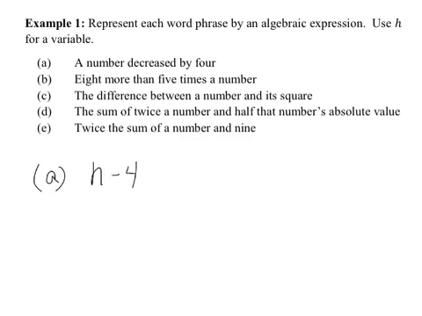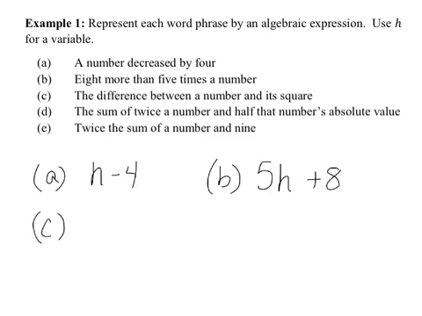For part B, it says 8 more than 5 times a number. If you wanted to have 8 more than something, you would add 8. So 8 more than 5 times a number. Well, if you want to have 5 times a number, you multiply that number by 5. So this is, again, 8 more than 5 times some given number h.